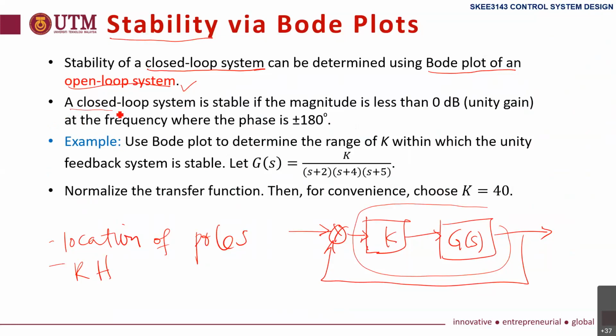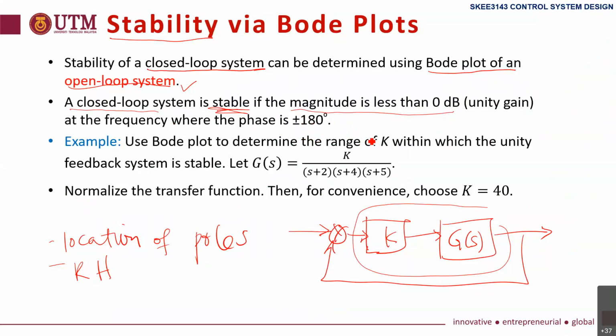So this is the statement for stability. A closed loop system is stable if the magnitude is less than 0 dB, that means negative dB, at the frequency where the phase is 180 degrees. Normally it is mentioned here as plus minus, but normally minus 180 degrees, because minus is for poles. Going up, we know that positive is for zeros, normally minus 180 degrees.